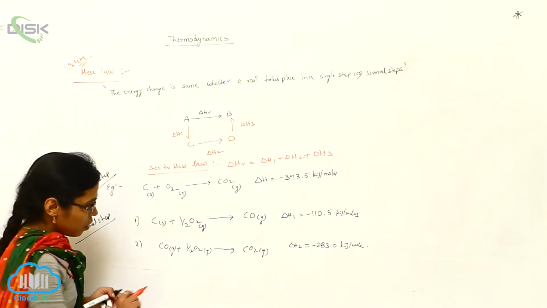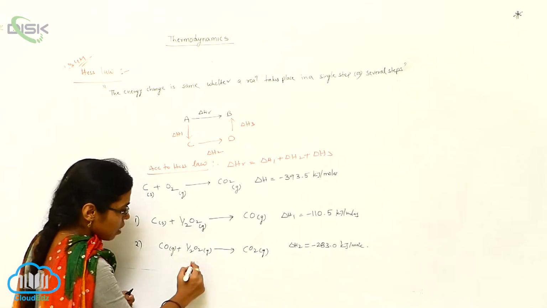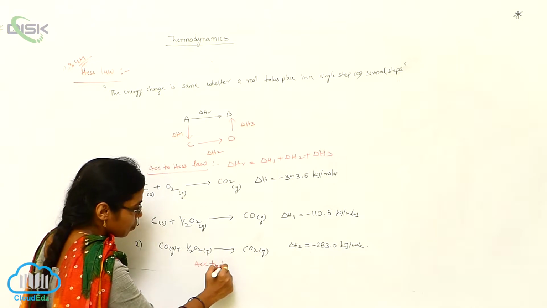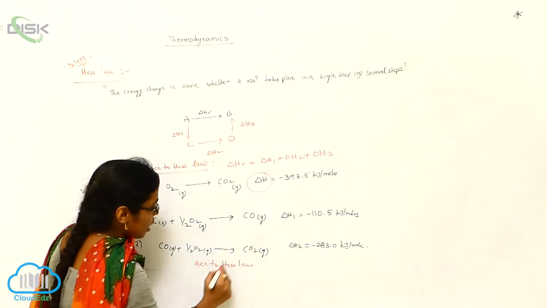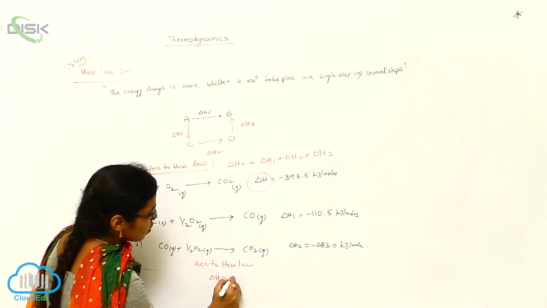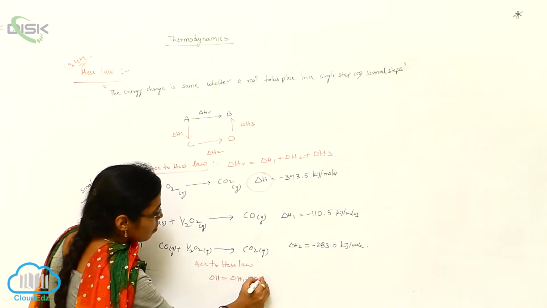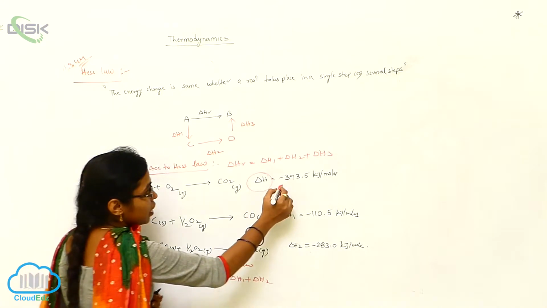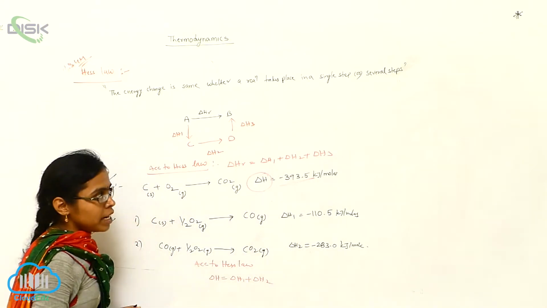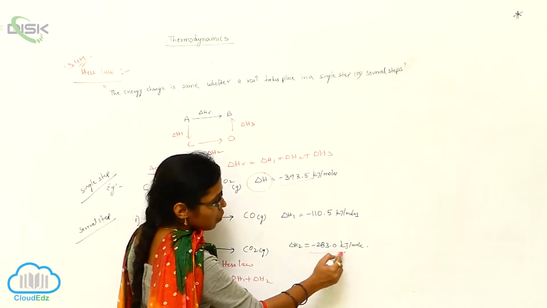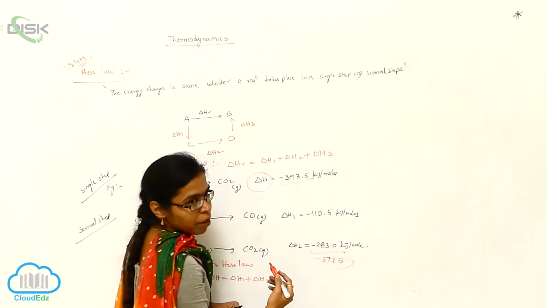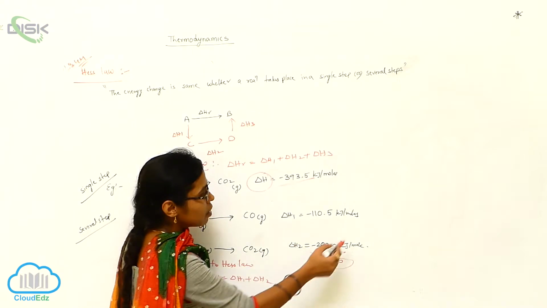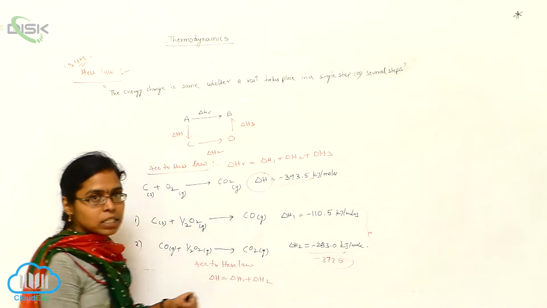Hess law. Okay, we can write according to Hess law, delta H is equal to delta H1 plus delta H2. What is the delta H here? Minus 393.5 kilojoules. If you add these values, you also get the value 393.5 kilojoules per mole. That means it is the use of Hess law.